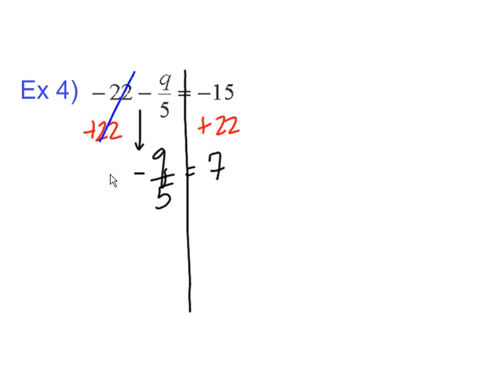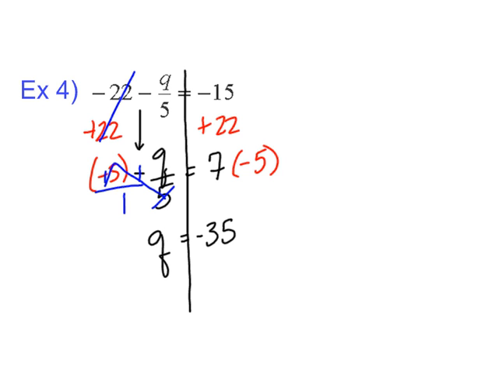Now what we're going to do is multiply both sides by negative 5. And negative because we want to make sure that a negative times a negative will give us a positive. So we want to make sure that it's negative in that respect. And remember, this is over 1, so this gives us that big giant 1. So 1 times q is just good old q. And 7 times negative 5 is negative 35.